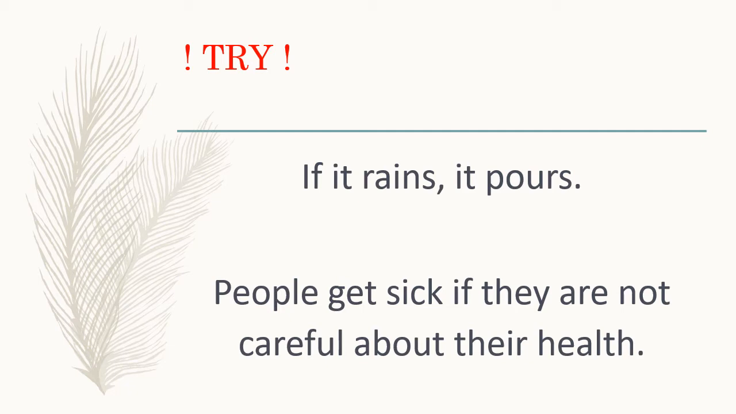Kindly do this on your own. Let's try to identify the if clause and the main clause in the following sentences. So let's focus first on the first sentence. It reads, if it rains, it pours. Okay, so that is an example of a conditional. But my question is, where is the if clause and where is the main clause?